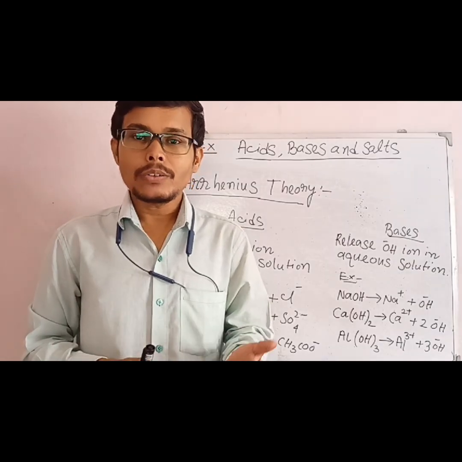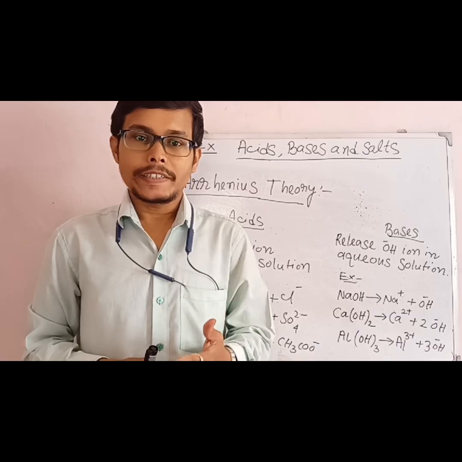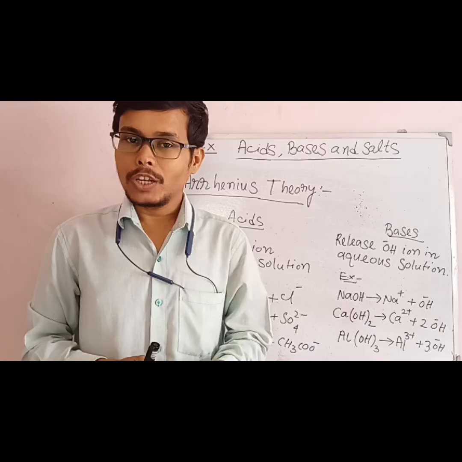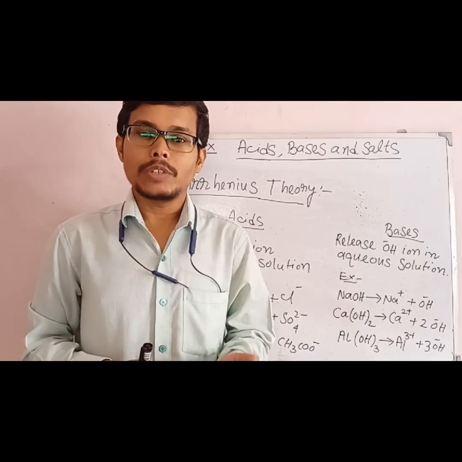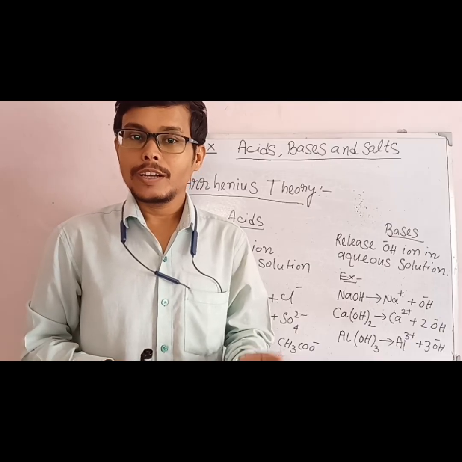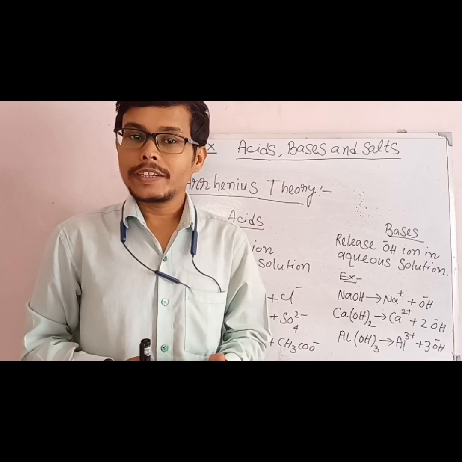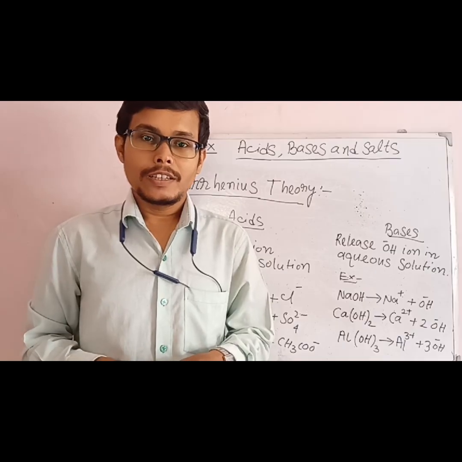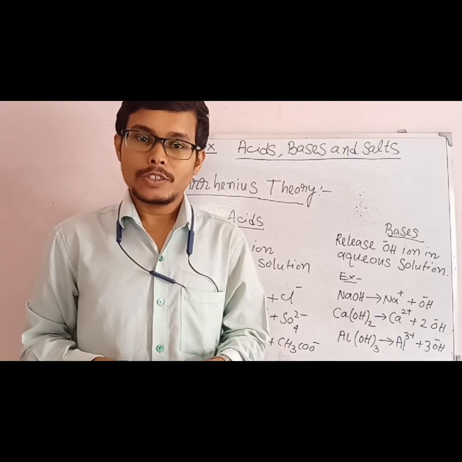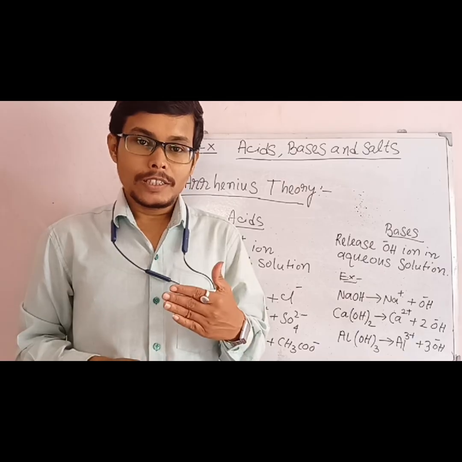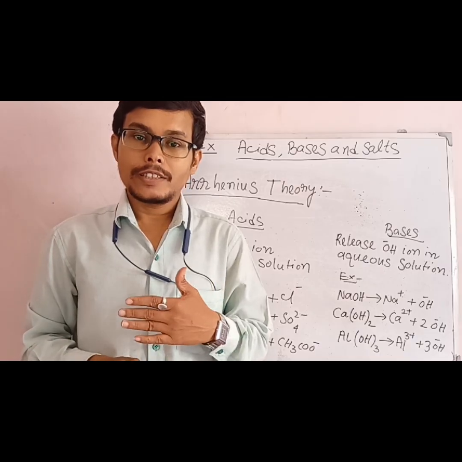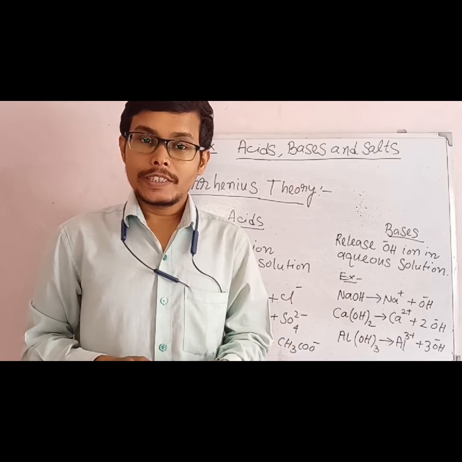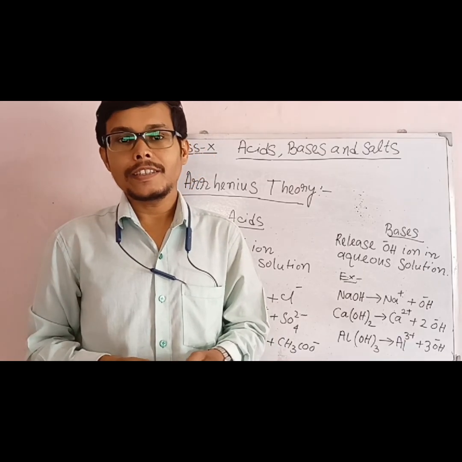And you know about the indicator. An indicator means a compound which changes its color in acidic and basic solution to show the nature of the solution, whether it is acidic or basic. There are so many indicators like litmus, phenolphthalein, methyl orange, methyl red, and natural turmeric, etc. The indicators change their color in the acidic and the basic solution.